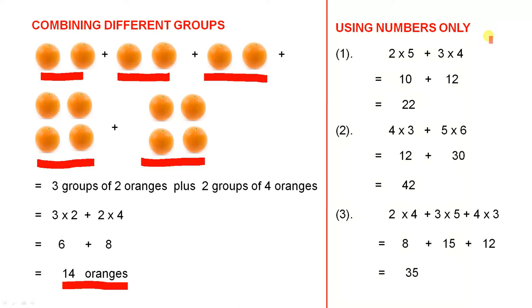If we just use numbers only, without any pictures, 2 times 5 plus 3 times 4, 2 5s are 10, 3 4s are 12, 10 plus 12 is 22. Second example, 4 times 3 plus 5 times 6, 4 3s are 12, 5 6s are 30, 12 plus 30 is 42. And finally, 2 times 4 plus 3 times 5 plus 4 times 3. 2 4s are 8, 3 5s are 15, 4 3s are 12. 8 plus 15 plus 12 gives us 35.